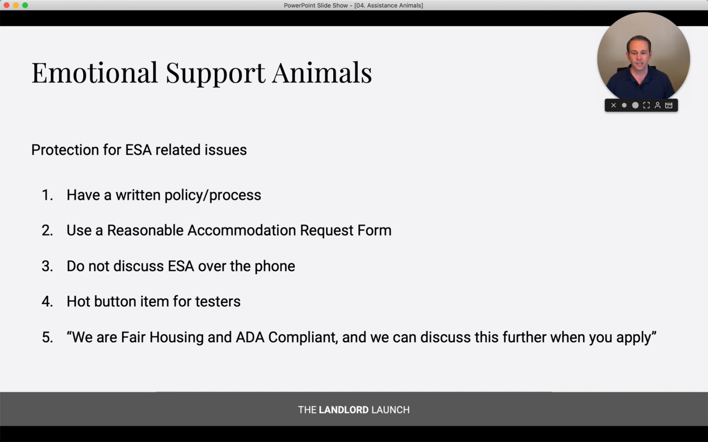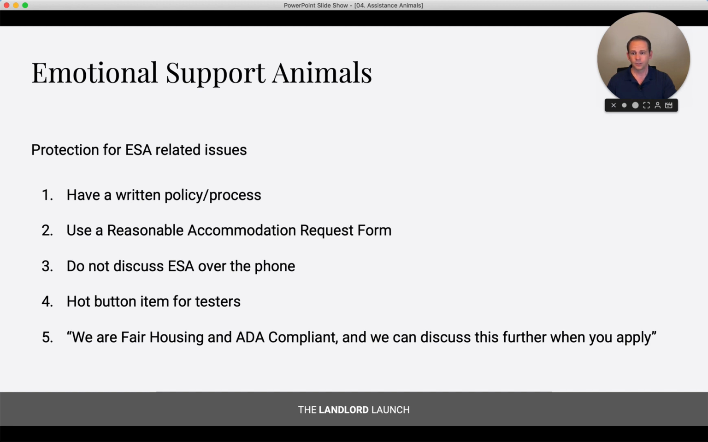Hey, we're fair housing compliant, ADA compliant. We can discuss this further when you apply, but absolutely, we're fair housing compliant, ADA compliant. Let's go take a look at the property. If it's a good fit for you, I'll walk you through our process. Simple. But don't get into long discussions on it, because again, it's one of those hot topic ones.